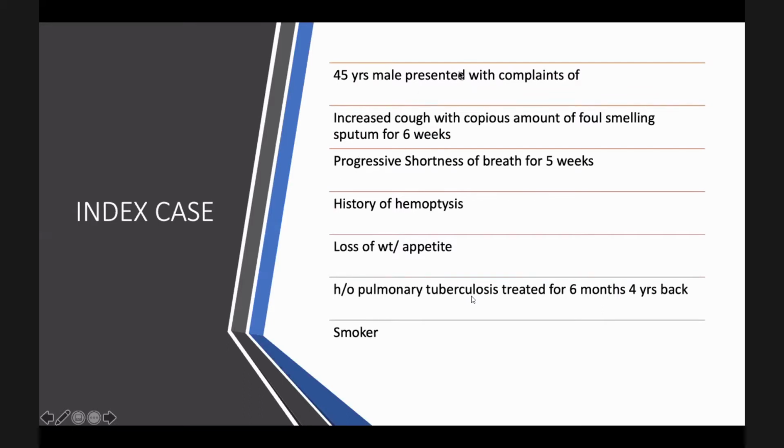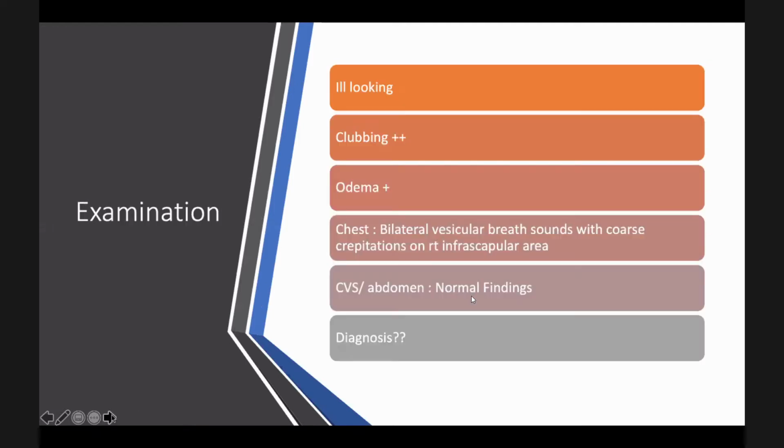And the patient gives a previous history of pulmonary tuberculosis, which was treated for 6 months, 4 years back, and the patient is also a smoker. So with this background, on examination, the patient is ill-looking. Clubbing was present. Edema was present.